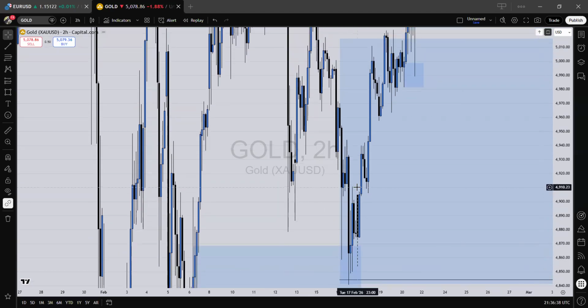Because I was quite confused when I saw the wick is already overlapping with the other wick. Okay, I get you now. Yes, it's still a low structure because it did not properly mitigate into the structure below.